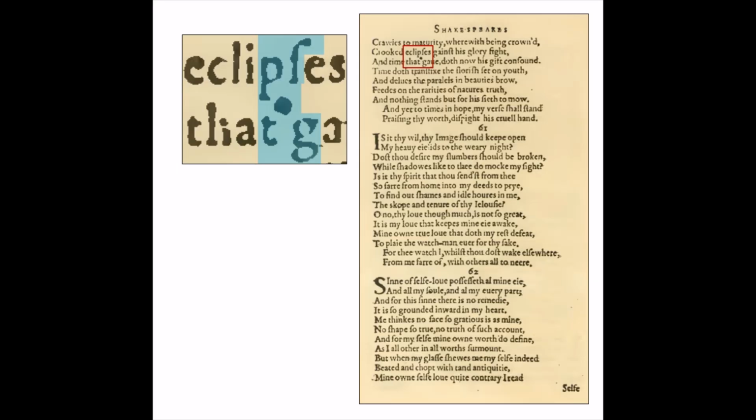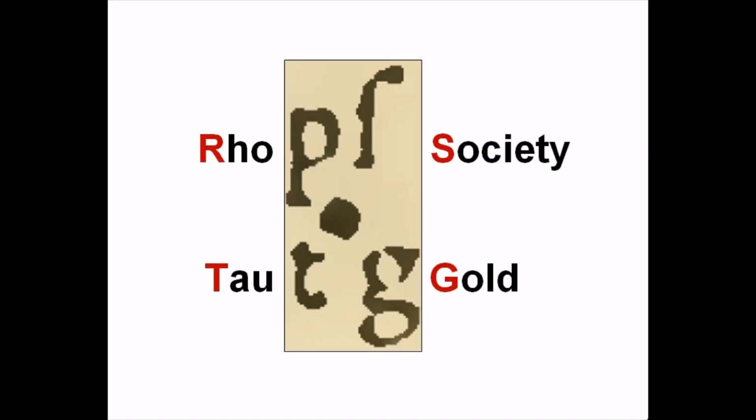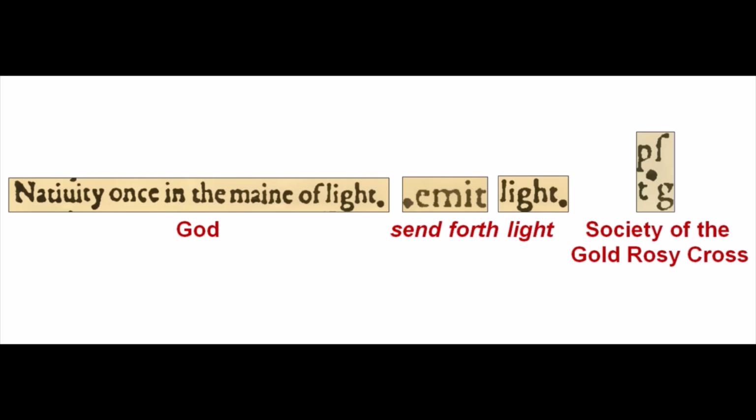The third part of the message is found with the third dot. Turn the page where the dot is printed beneath eclipses, and we see that there are 4 letters printed around it. The letters P, S, T, and G. A Latin letter P looks identical to a Greek R or rho. Reading right to left, the letters are SG, rho, tau. Sometimes Rosicrucians use the word society instead of brotherhood, and these are initials for the Society of the Golden and Rosy Cross. Altogether, the dots point to God, let there be light, and Gold Rosy Cross.